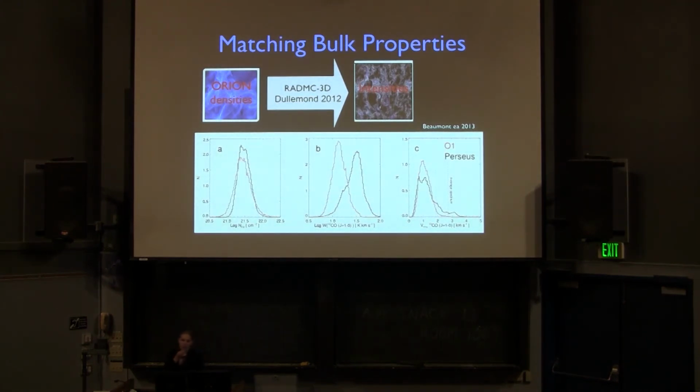So in order to quantify this, we use one of these Orion simulations of a turbulent cloud, where we tried to match the average bulk parameters of Perseus. So we tried to match the average column density and the average velocity dispersion. Then we ran RADMC3D on it to generate 12CO and 13CO data cubes. And then you can compare also what you get for the emission and for the actual distribution of RMS velocities.